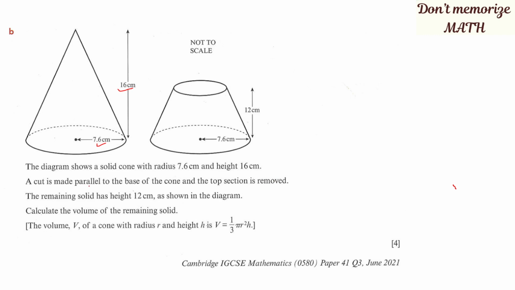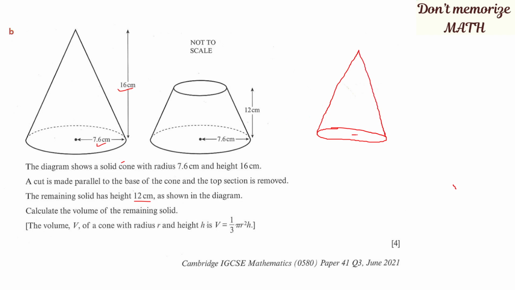A cut is made parallel to the base. So these are parallel sides. The remaining solid has height 12 centimeter as shown in the diagram. Calculate the volume of the remaining solid. We need the volume of this. See here, we have a bigger cone. I'm not good at drawing, so I will just draw it for you.